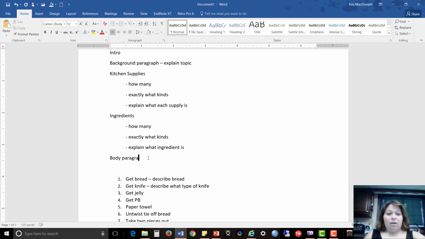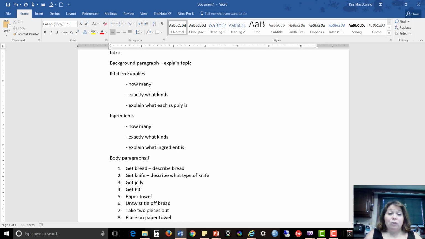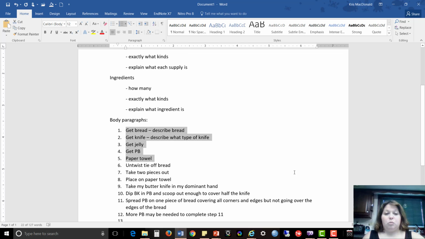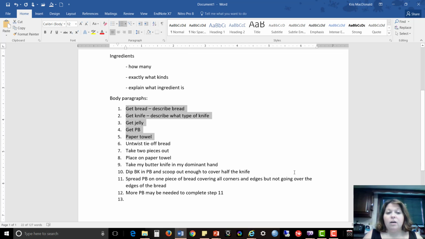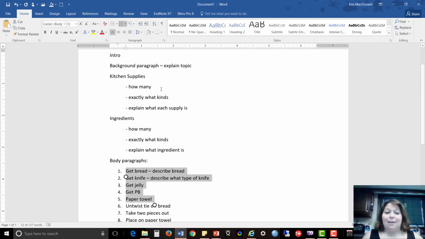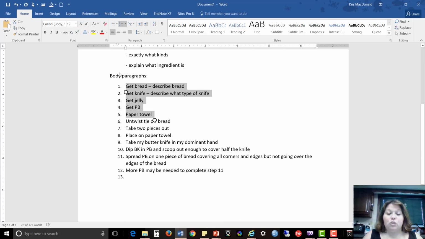So now these things that I've already numbered, these now turn into your body paragraphs. These would probably go in a first paragraph of getting the supplies ready. Because remember, you didn't do that earlier. You just told me what I needed. You didn't actually tell me to get them ready. So anytime you're going to switch to a different step, you're going to want to change paragraphs.